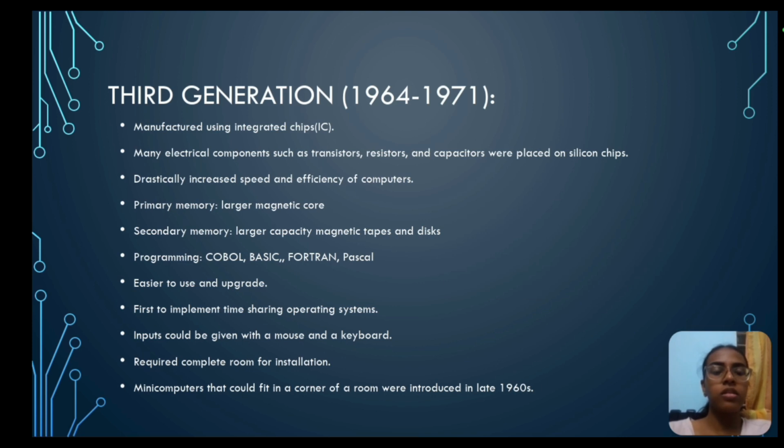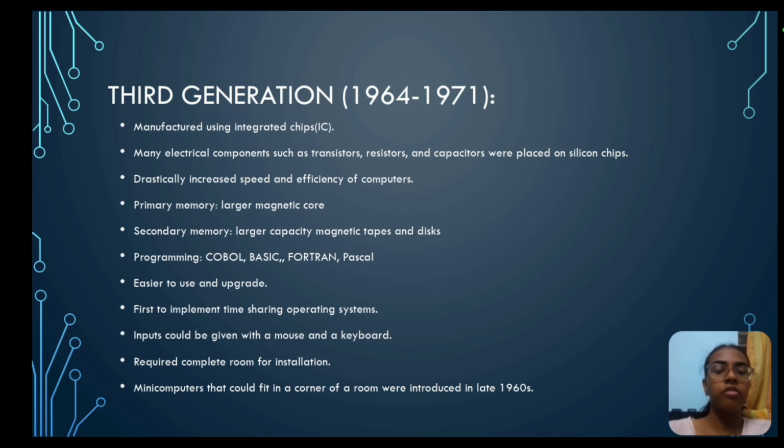Now let us talk about the third generation computers. They were manufactured using integrated chips which had many electrical components such as transistors, resistors, and capacitors placed on silicon chips. This drastically increased speed and efficiency of computers. Large magnetic cores were used as primary memory, and larger capacity magnetic tapes and disks were used as secondary memory. High level programming languages such as COBOL, BASIC, Fortran, and Pascal were used for programming.